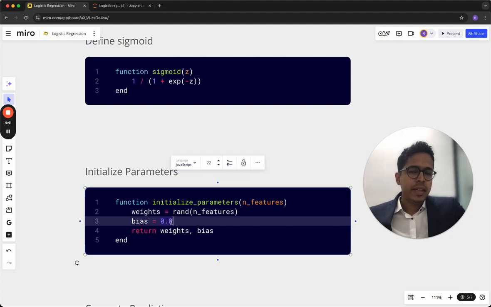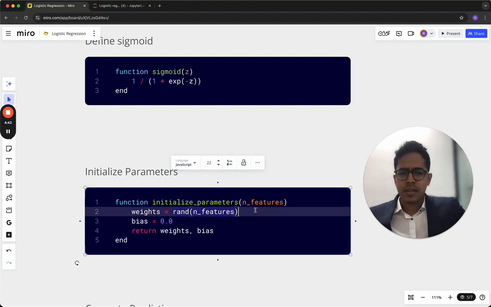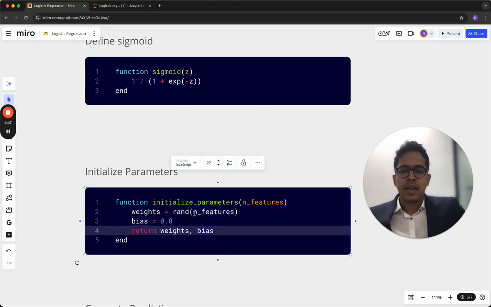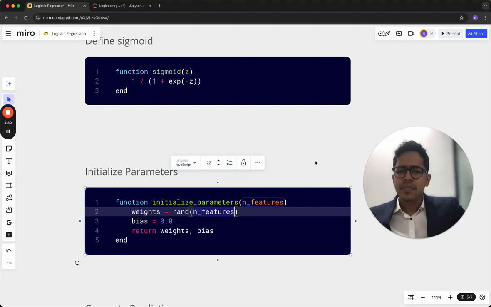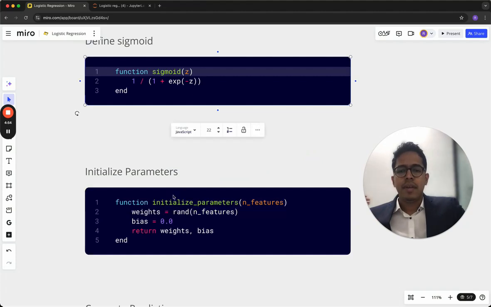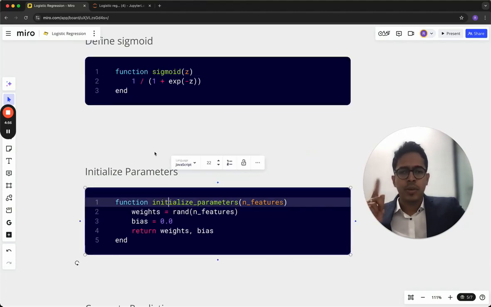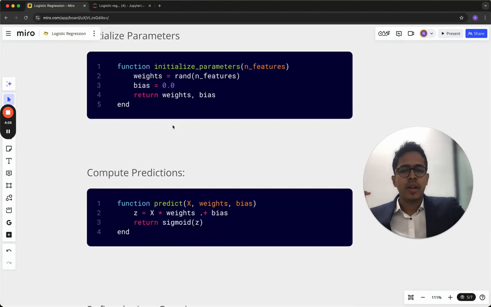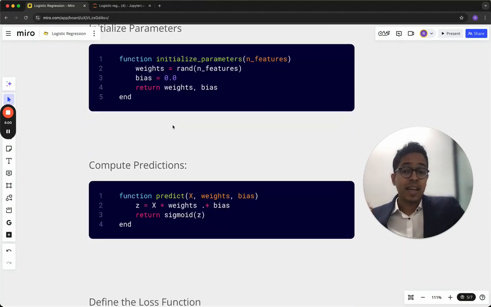Bias, we are initializing it as 0. I think you can also initialize the weights simply as 0, but doesn't matter. This will return weights and bias depending on the number of features. And we'll see how to call this function. So we have sigmoid, and we have initialize parameters, which is only used once. Sigmoid will be used every single time.